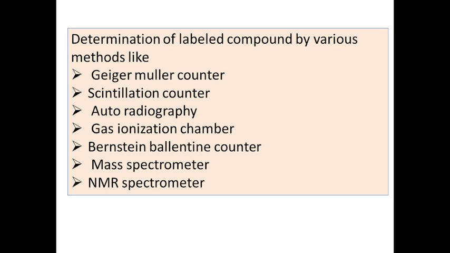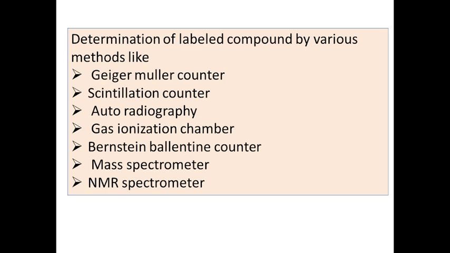Next one is autoradiography. Autoradiography is a technique for the location of radioactive isotope in biological and other material. To locate that radioactive isotope in biological or other material, this autoradiography technique is used. In this, the specimen is placed in contact with a suitable emulsion.